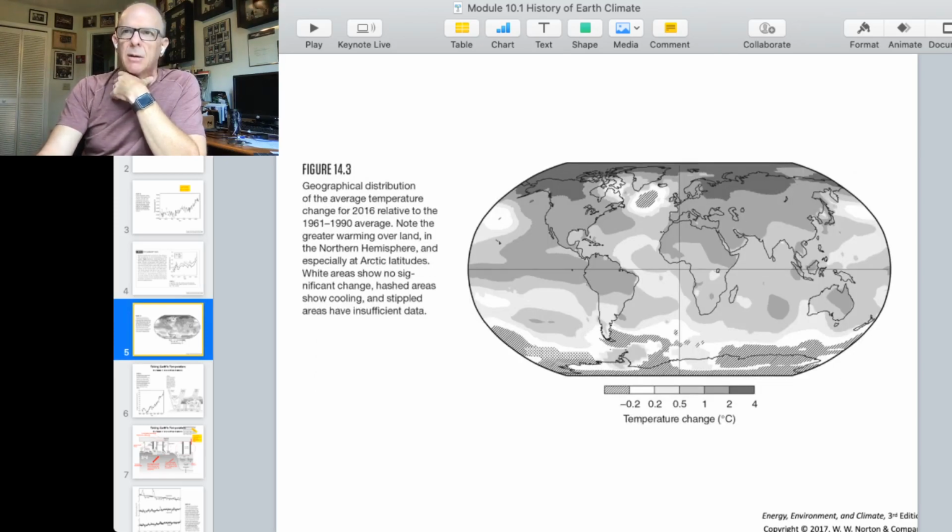This map is a little bit scary, but it shows the temperature change compared to the latter part of the 20th century. So just in the last 25 to 30 years or so, the darker colors indicate a bigger temperature change, and the biggest temperature changes are in the northern hemisphere over land where people live, but especially in the Arctic Ocean.